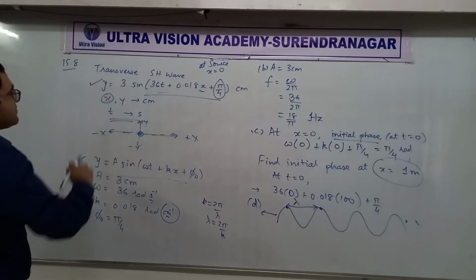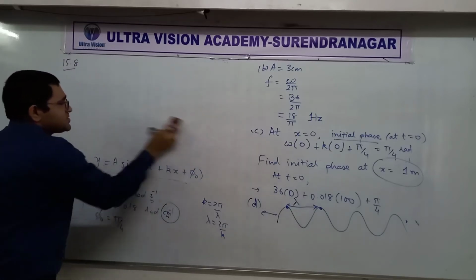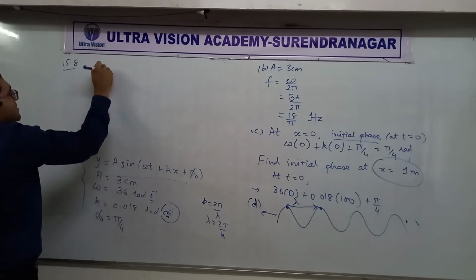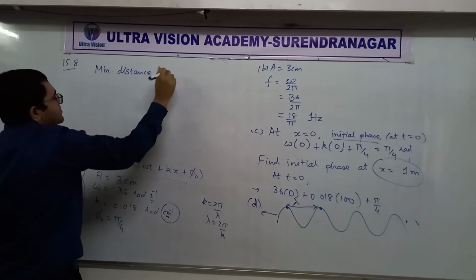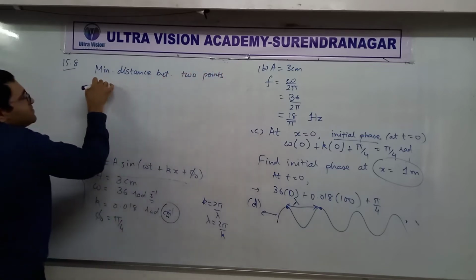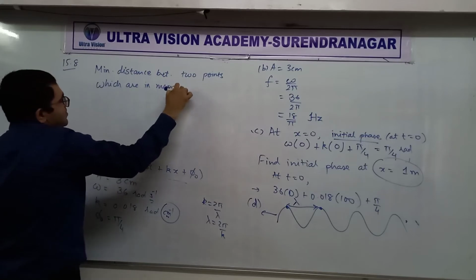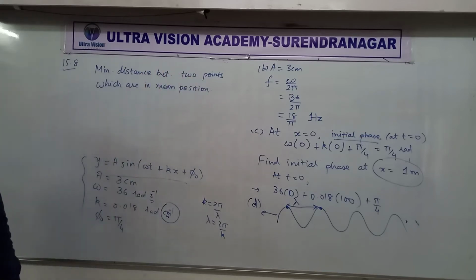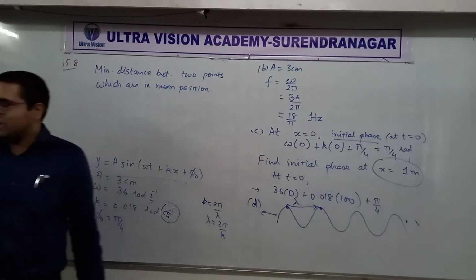Let's twist that question further. Let's see whether your basics are clear or not. Suppose instead of this, the question was, what is the minimum distance between 2 points which are in mean position? What is the minimum distance between 2 points which are in mean position? What would be the answer?